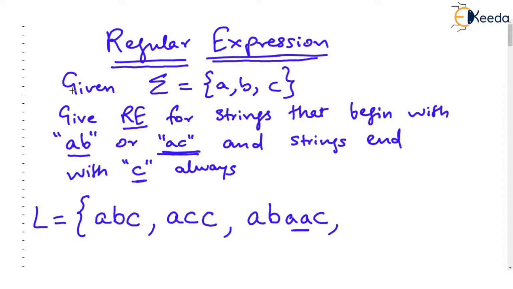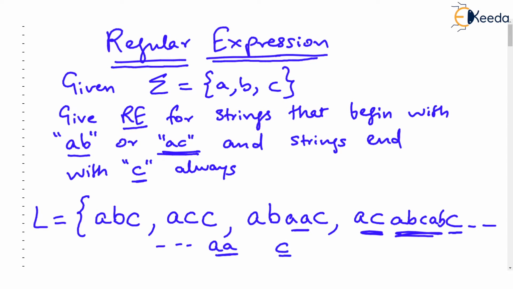For example, we may have a string which begins with AC, okay, valid, because first two letters are AC, last letter is C, okay, fine, and in between we can have any combination and any length of A and B. Such strings are acceptable in the language, but this string which begins with AA, although it ends with C, is not allowed, because the first two letters have to be AB or AC.